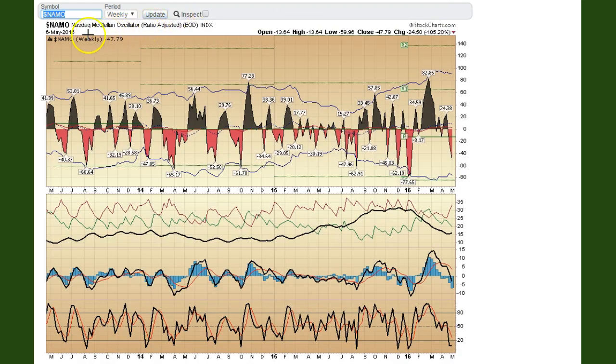NAMO, which is the NASDAQ McClellan oscillator. On this one, the same story, except I'm not seeing that turn yet. We need to see a turn. It's at minus 40. Minus 80, big, huge buying opportunity, but minus 40 is good. Not great, but good for a bargain, quick bounce opportunity.